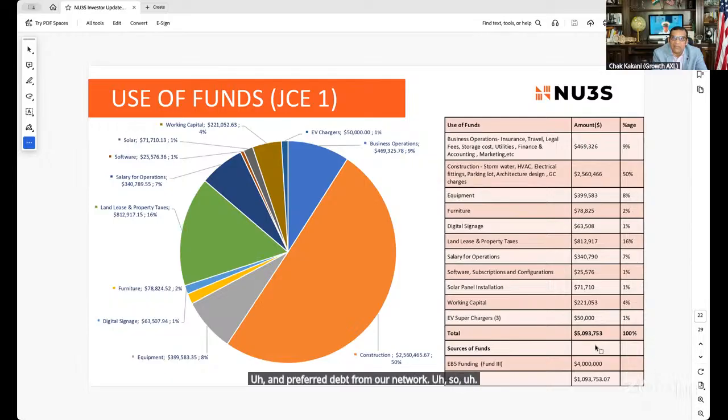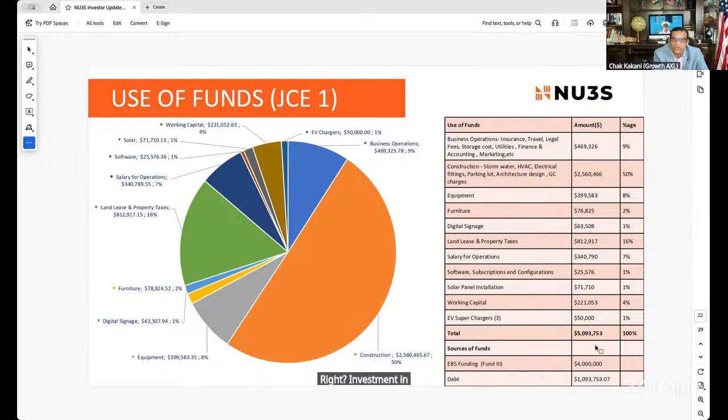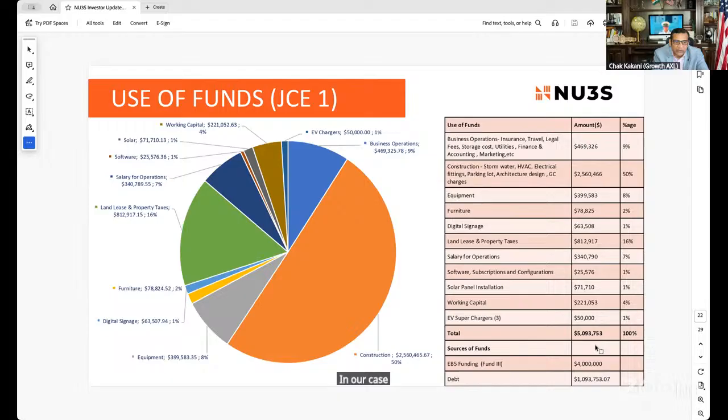It's unlike many projects where if you ask the founding team, hey, how much of your money do you have in EB-5, right, invested in this, usually you'll be surprised. It will not be more than 1%, 2%. In our case, 80% is funded by founders and preferred debt, right? Which is very interesting. That shows you the skin in the game.